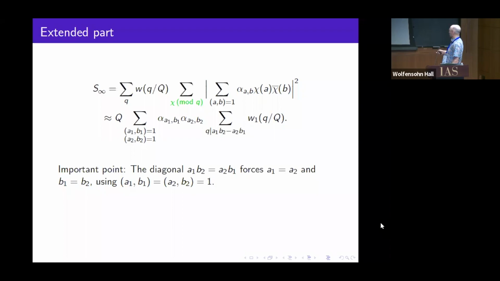And here is where you actually see that this GCD condition is crucial. Since A1 and B1 are relatively prime, and same with A2 and B2, this forces A1 to equal A2 and B1 to equal B2. And so it really collapses to the true diagonal, say, on the rational numbers. So okay, that's the diagonal term.